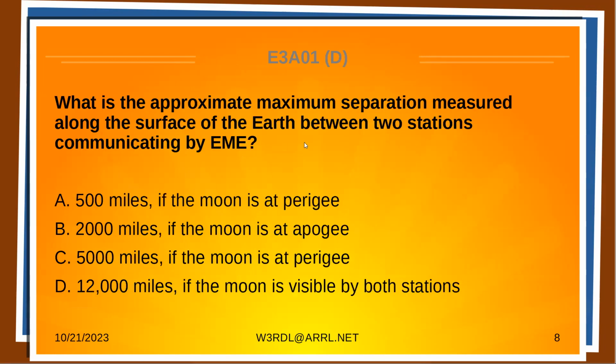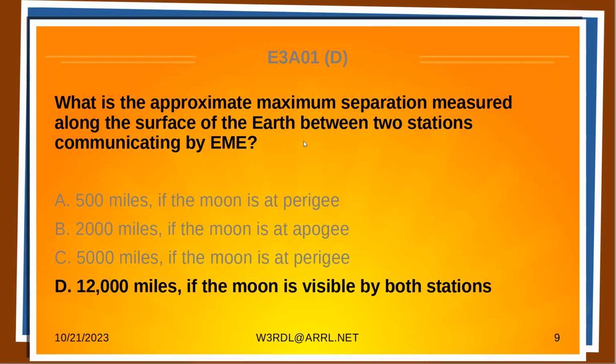So what's the approximate maximum separation measured along the surface of the Earth between two stations communicating by moon bounce? That's about the farthest you can talk anywhere on the planet. No, long path, you go all the way around. The actual distance between points is around 12,000, whether you do it long or short. Well, we'll have to take exception to that and we'll get to it in a bit. Longer than 12? I'm just saying the physical distance.